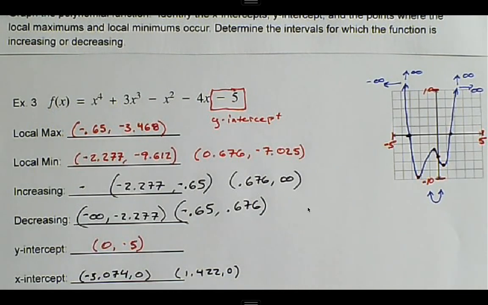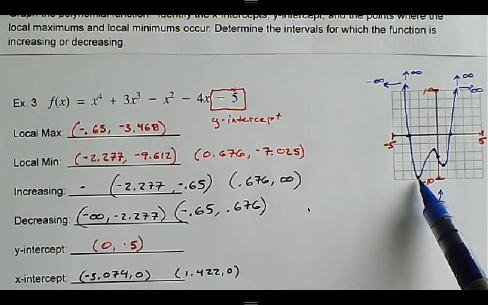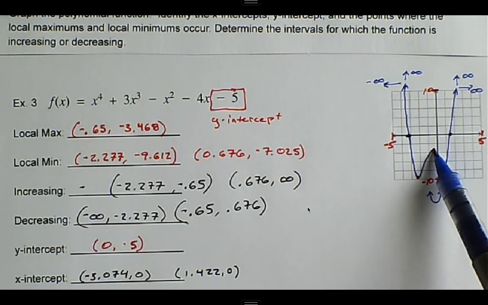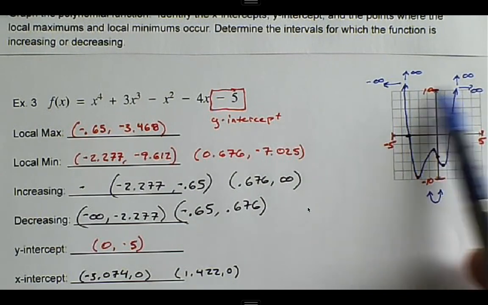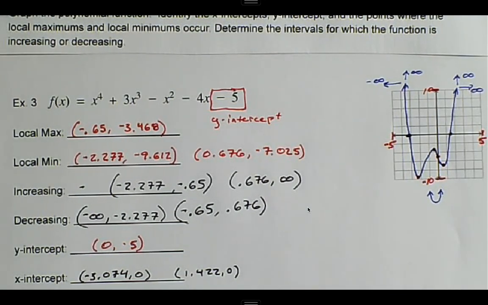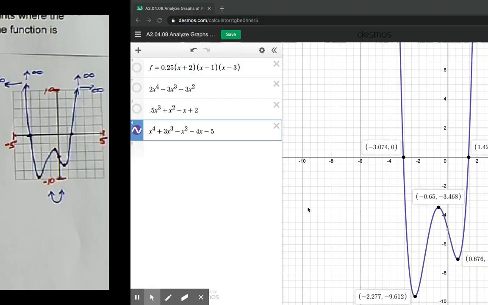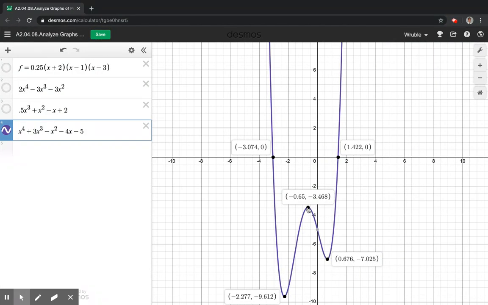So we have answered all the questions. We see that we have an absolute minimum in this case. Then we have a local max and a local min. And then we have a pretty good sketch of what our graph should look like. And there is a little bit more accurate drawing of what it would look like, including our y-intercept.